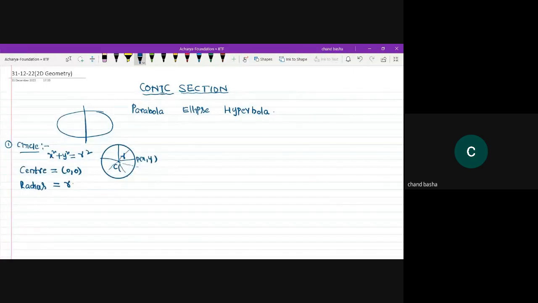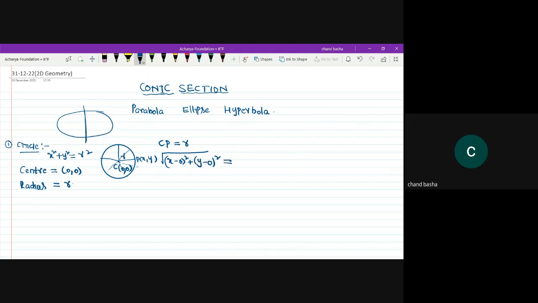So what is this center? 0, 0. If you want, you can make use of the distance formula, guys. What is Cp he has given? Cp is equal to r, or not? Make use of the distance formula. What is the distance formula I have given? x2 minus x1 whole square, that is x minus 0 whole square plus y minus 0 whole square.